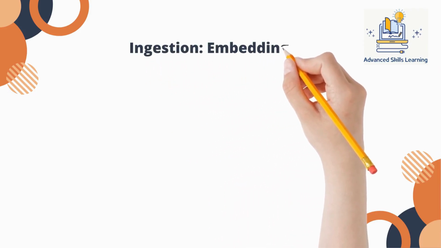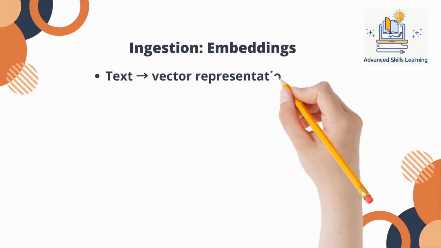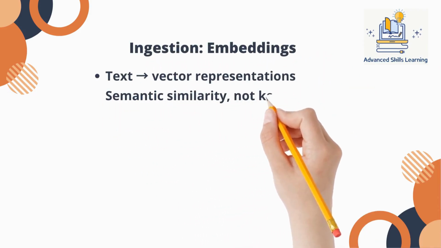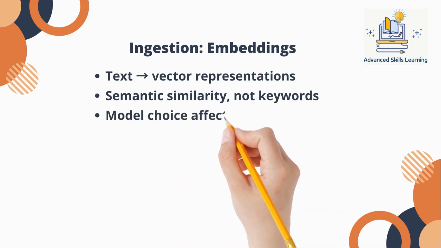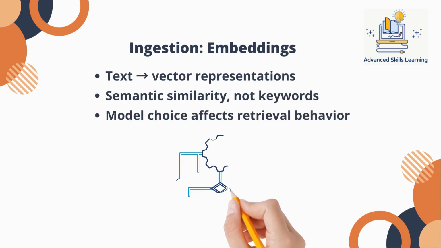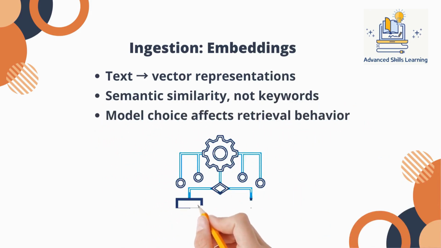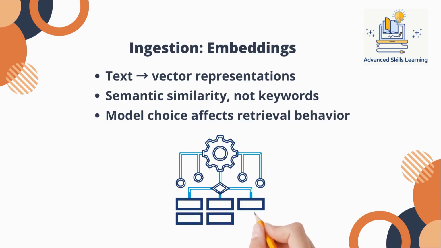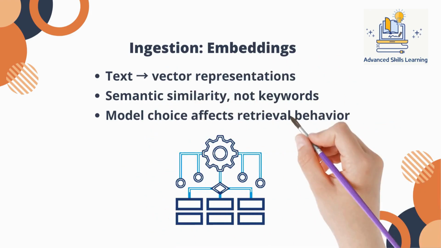Once chunks are created, they are converted into embeddings. Embeddings represent semantic meaning as vectors, allowing similarity search instead of keyword matching. Different embedding models emphasize different aspects of meaning, so changing the model can completely change retrieval behavior even if the data stays the same.